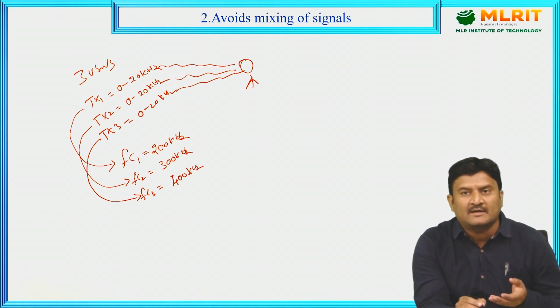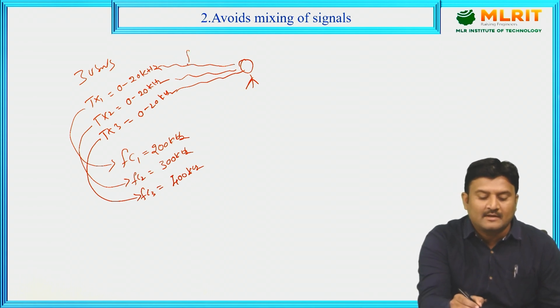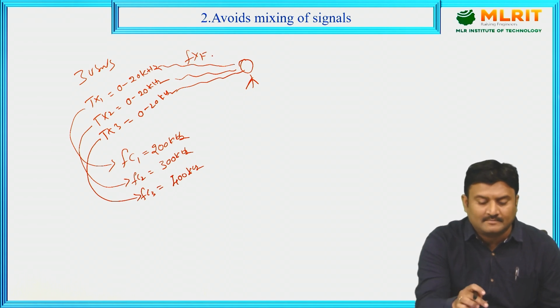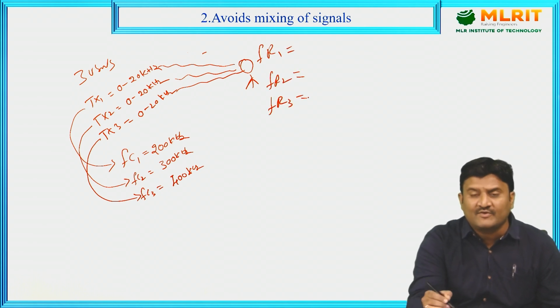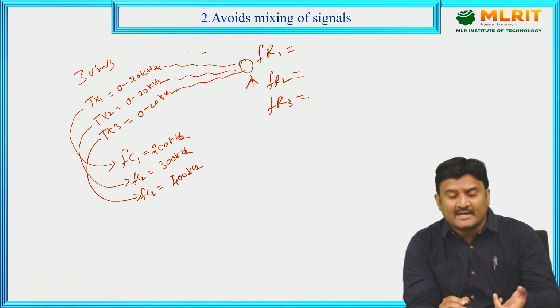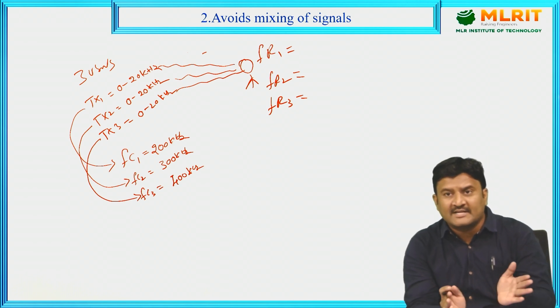Automatically, what is the frequency? It is a different frequency, for example fr1, next fr2, and next fr3. These three are different frequencies because the carrier signal is different and is multiplied with the actual information, so automatically the frequency varies; it's not the same.